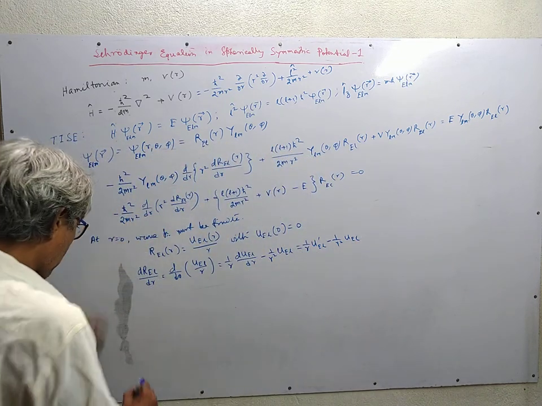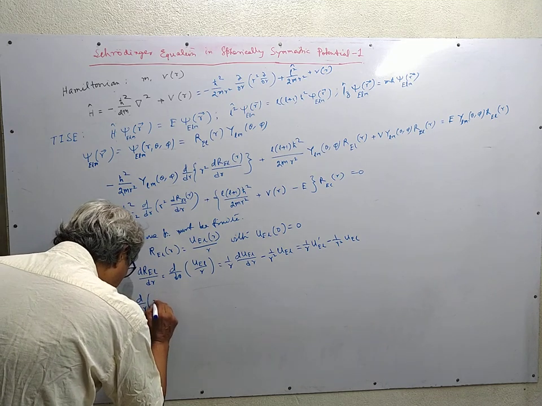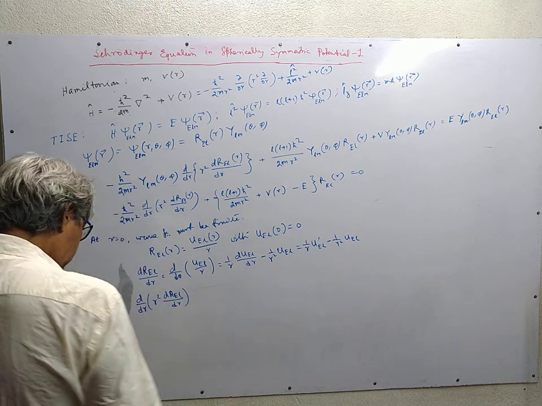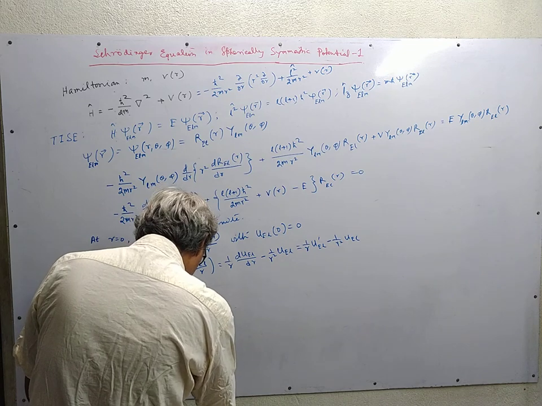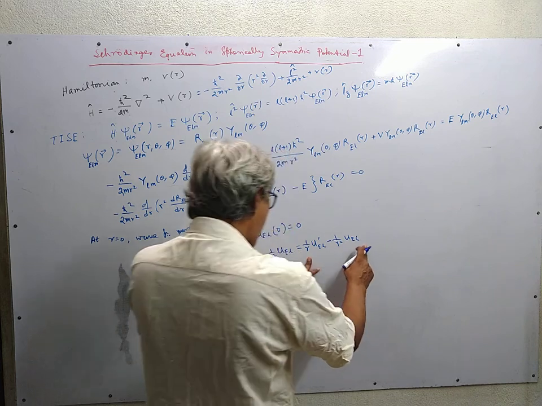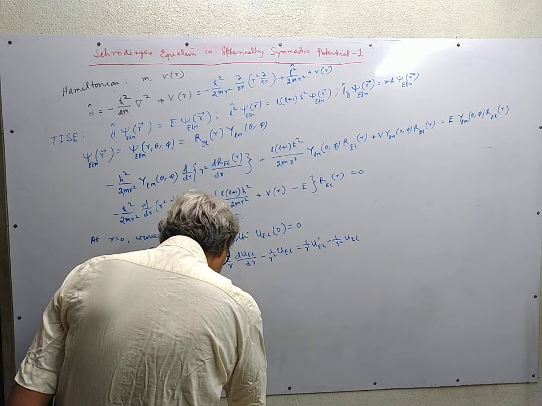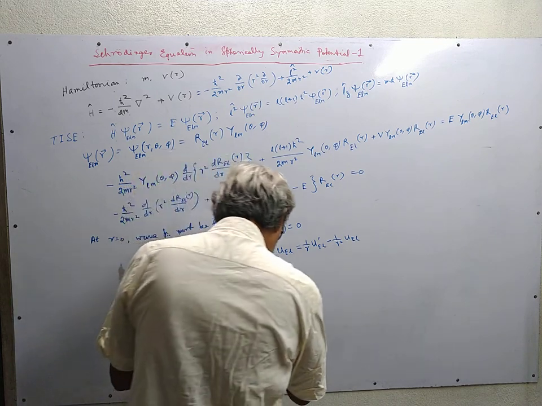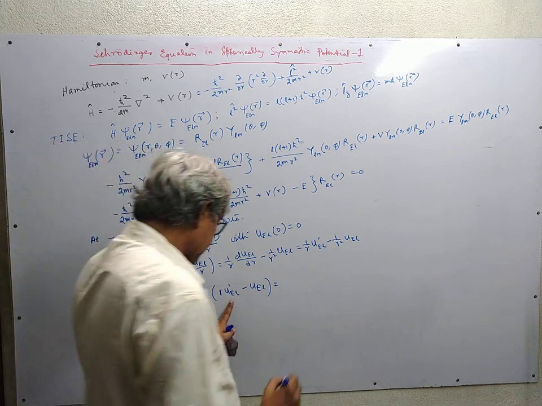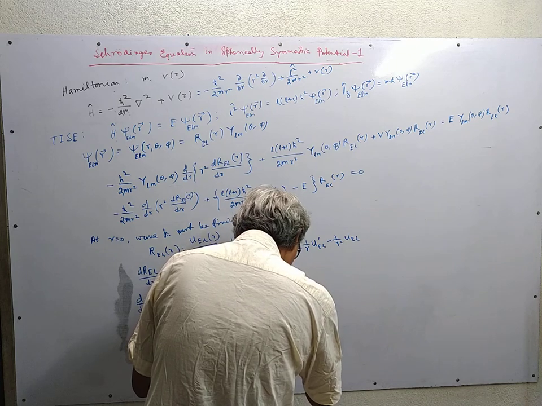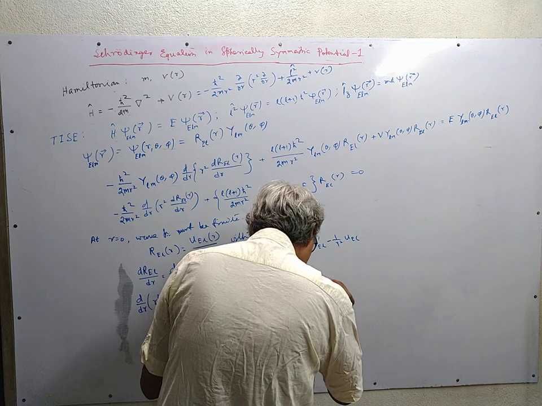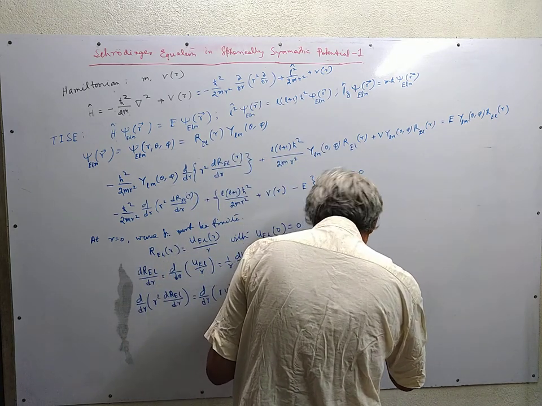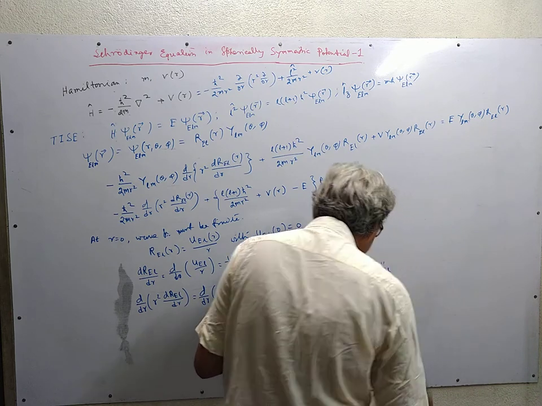Note that there is an r square term, so d/dr operating on r square dR_El/dr is equal to d/dr operating on this quantity multiplied by r square. So this is r U_El prime minus U_El. When d/dr operates on this, it is r U_El second derivative plus U_El first derivative, and when this term is differentiated, it is U_El prime. So all together it is r U_El double prime.